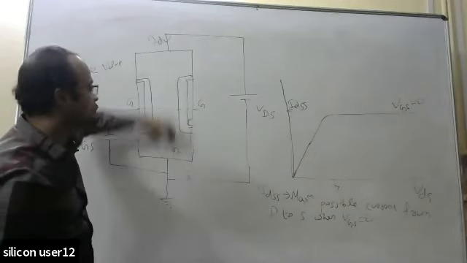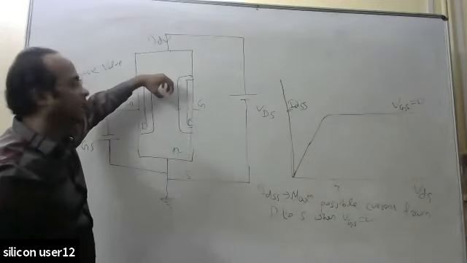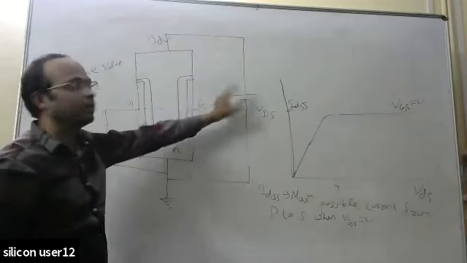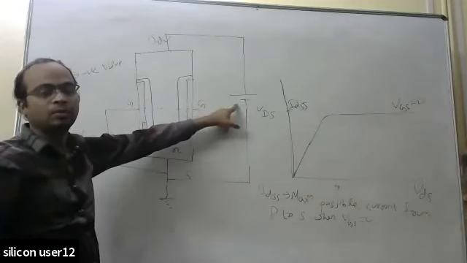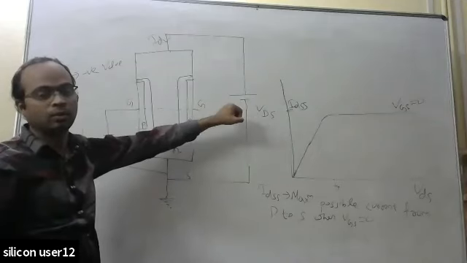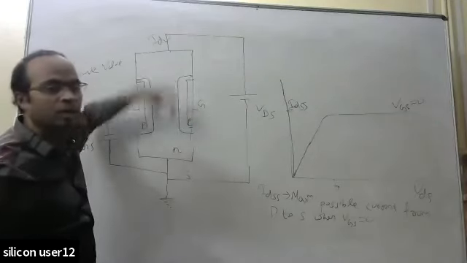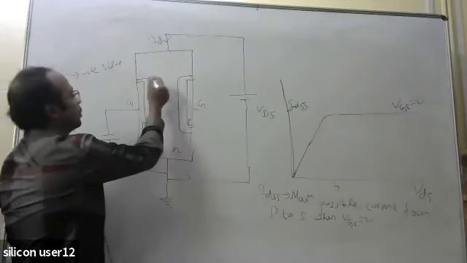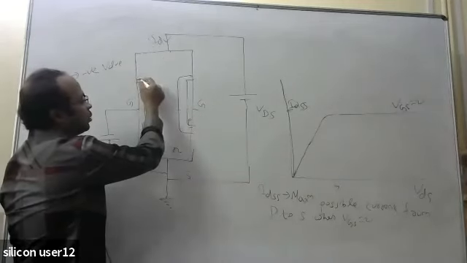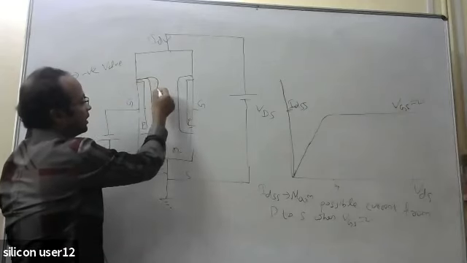That means electrons will be attracted, and the current will be some value. I'll get the current. Next, I'll go on increasing the VDS value. So let us say now VDS equal to 2 volt. Again, more current will flow. Along with that, what else will happen? The depletion region will be thicker here.